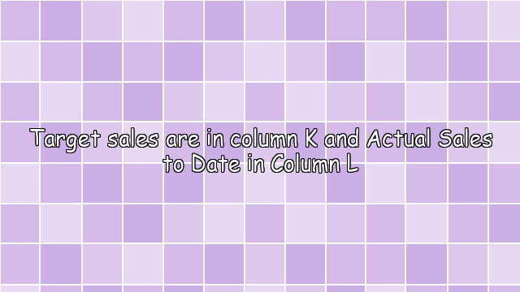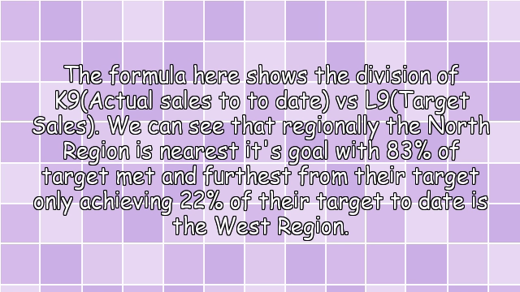Target sales are in column K and actual sales to date in column L. The formula here shows the division of L9 actual sales to date versus K9 target sales. We can see that regionally the North region is nearest its goal with 83% of target met, and furthest from their target, only achieving 22% of their target to date, is the West region.